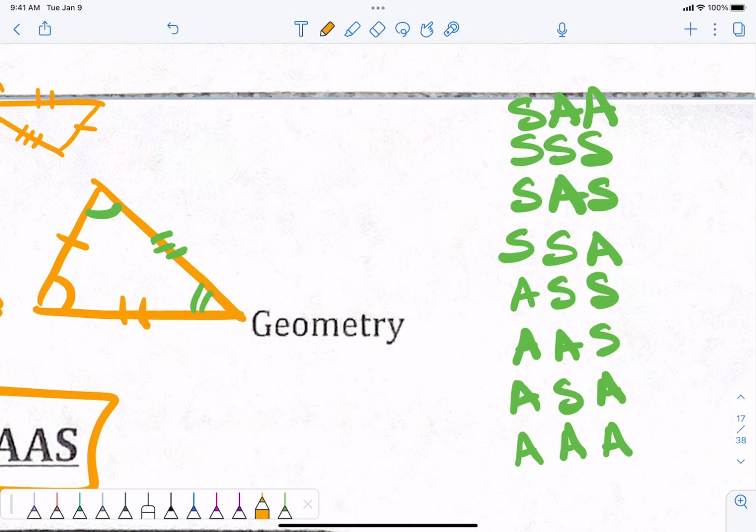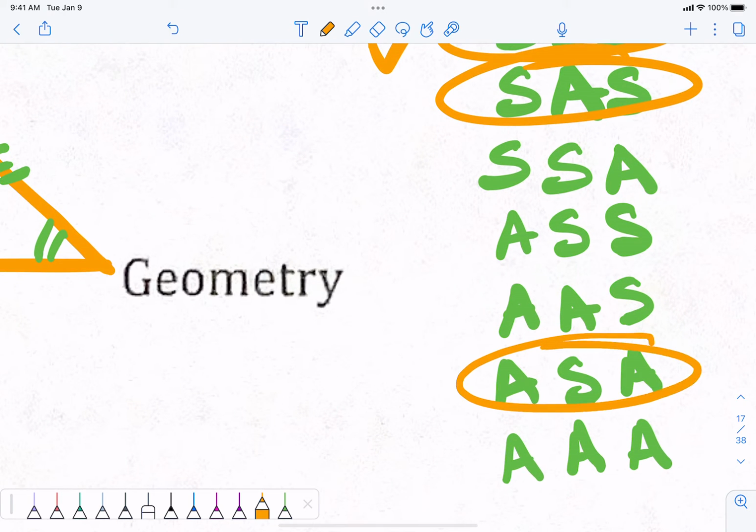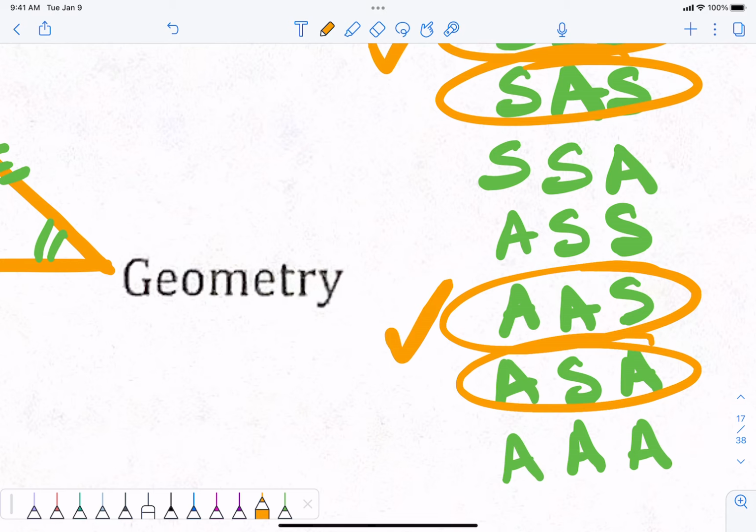Okay, so we have done this one and this one already, and we said that those work. Those check. If we're able to say that those are happening, then the triangles are congruent. Okay? Today, we're going to be doing angle, side, angle, and angle, angle, side. So those check off, right?